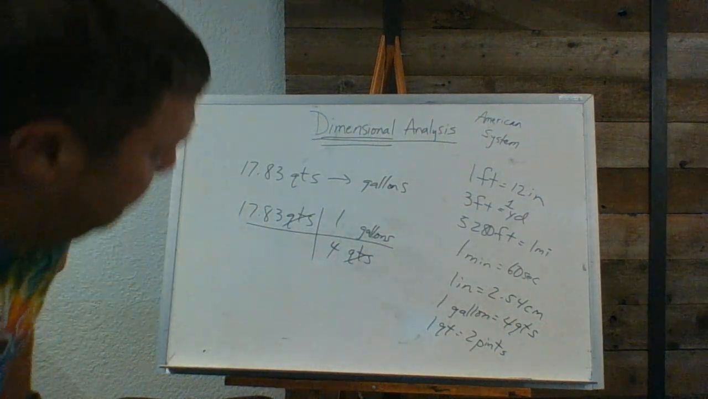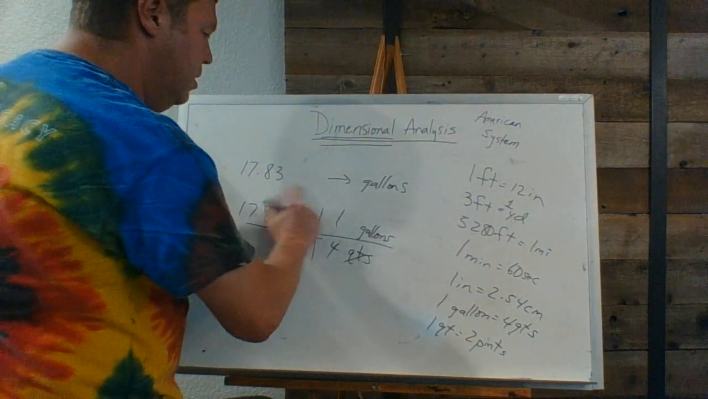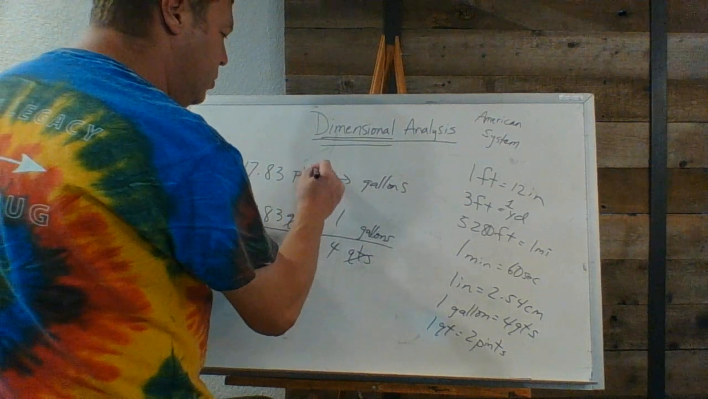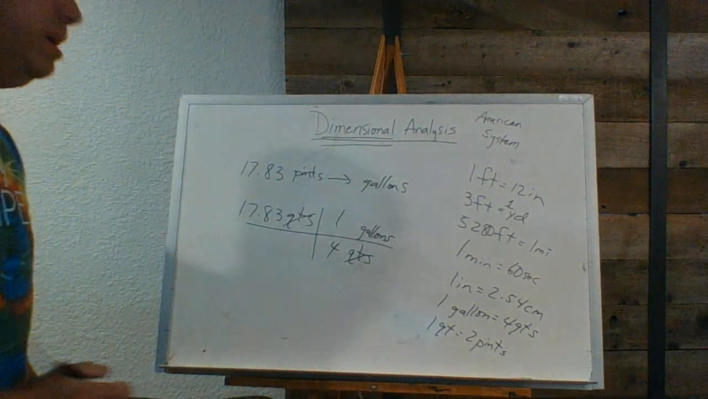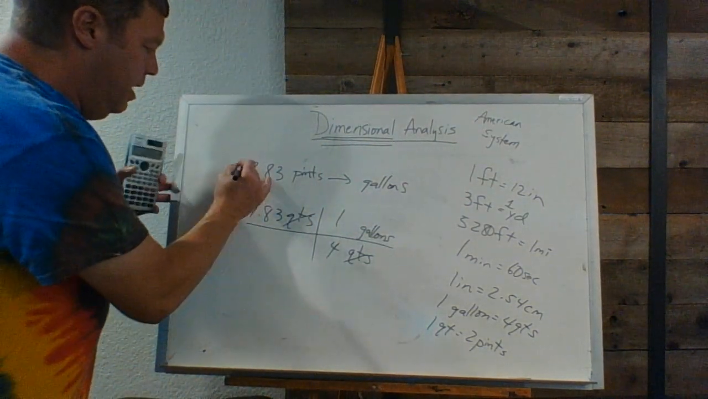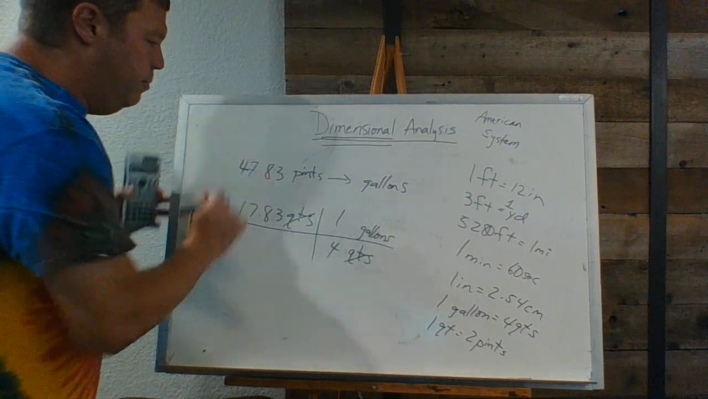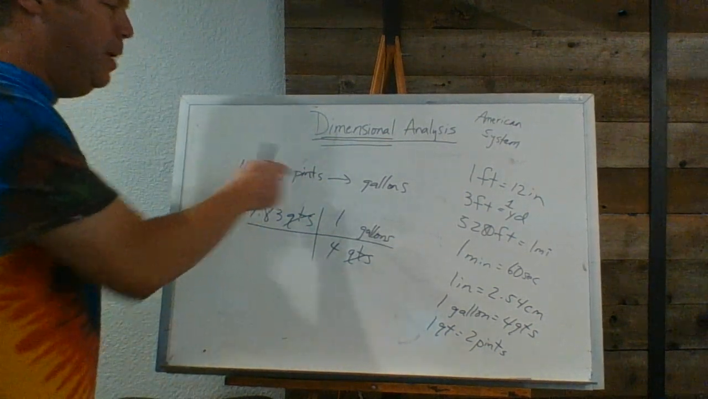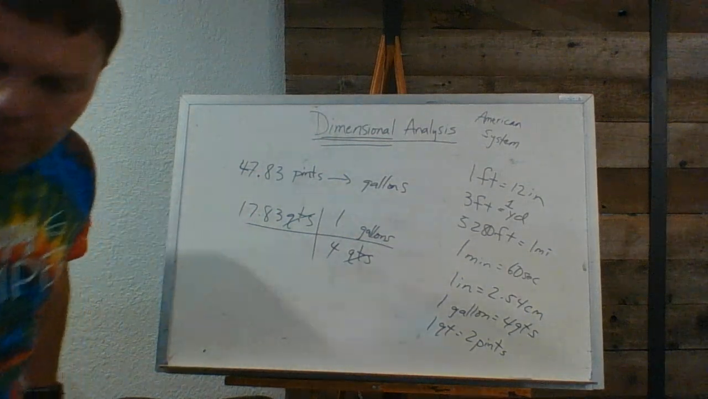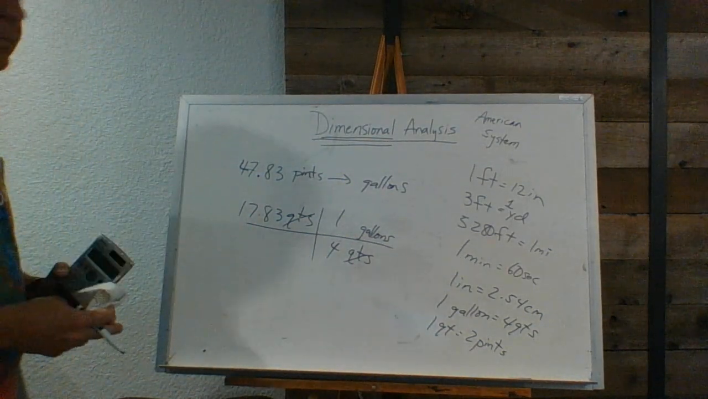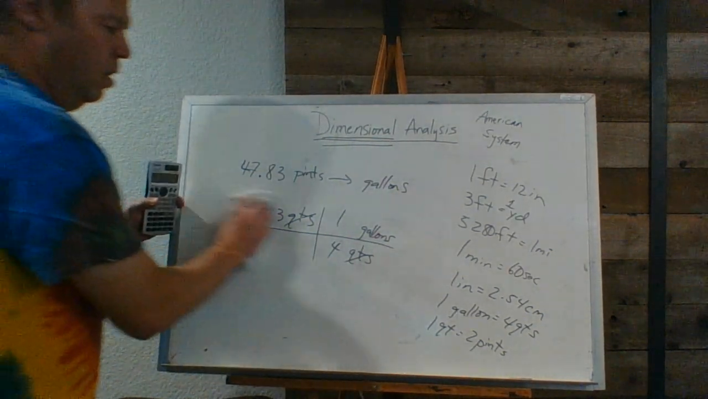Okay, awesome. So next question, I want you to try this one. What if it would have been, I'll just change the front number. Make that a 4. 47.83 pints to gallons. Pause the video, try that one. Okay, let's see how you did.